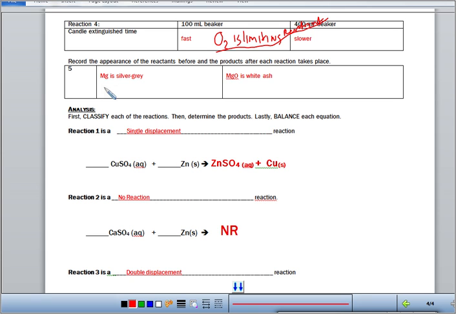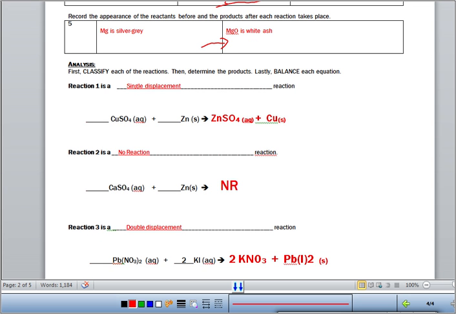There's a lab that some folks do with that. You try to measure the mass of the magnesium before you combust it, and then measure the mass of the magnesium oxide. It's very difficult because this white ash is so hard to contain and measure. Okay, but that's the difference there.